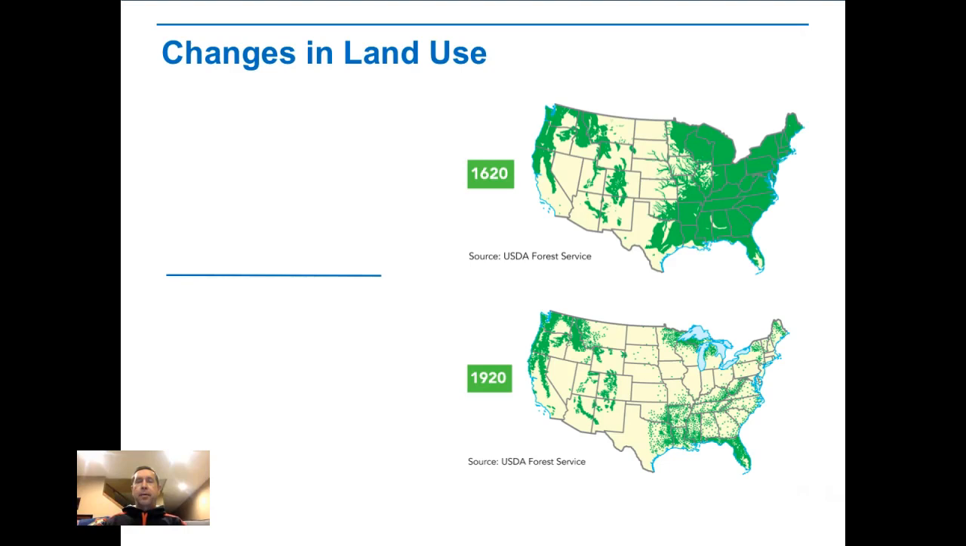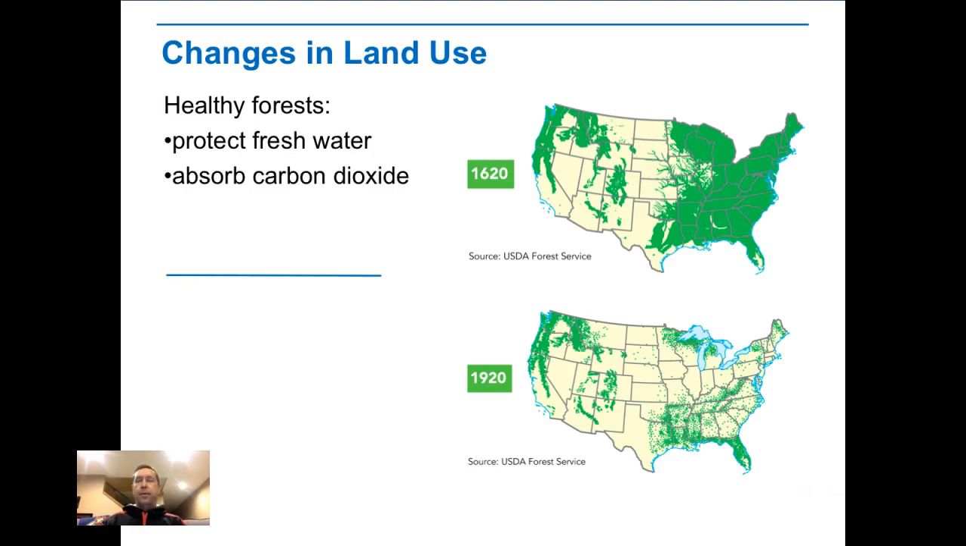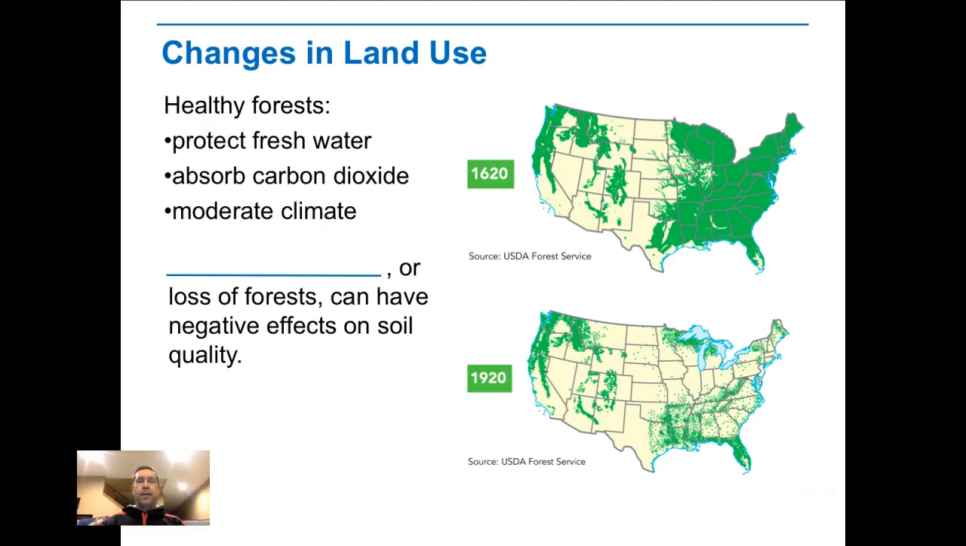This graphic shows how the use of land has changed because of human activity. We have healthy forest areas in the green. They help protect fresh water. They absorb extra carbon dioxide. They moderate climate. Loss of forests can have negative effects on soil quality. So deforestation is the term we use for the loss of forests. You can see in the graphic here in the U.S. we've seen a significant amount of deforestation in the eastern United States, where most of the population lives.